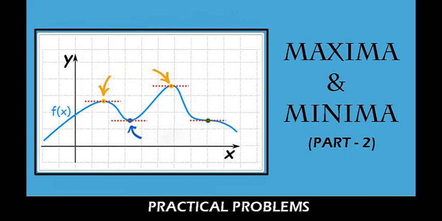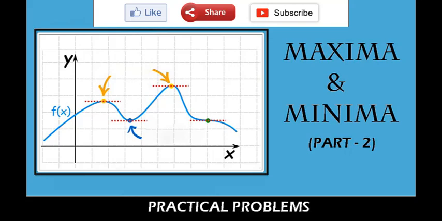Now it is the time to discuss the applied problems of maxima and minima. Up till now you have studied the meaning of maximum and minimum value, the meaning of point of maxima and point of minima, and how to calculate these for four different types of functions, like algebraic, exponential and trigonometric functions. I have discussed all this in my previous video, and the link is provided in the description box. If you have not watched it, you can watch it from there.